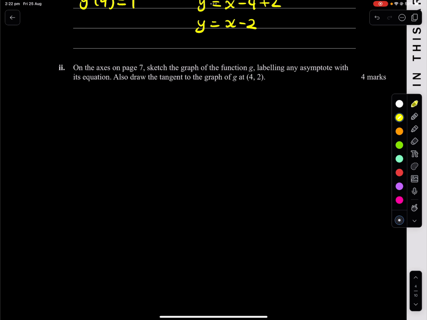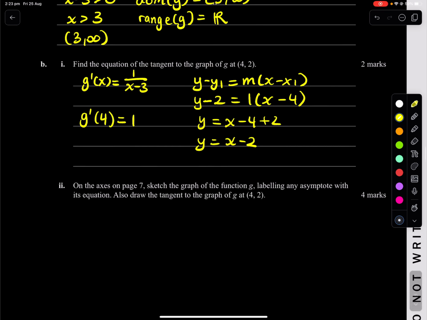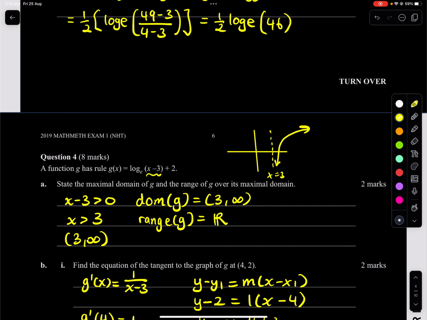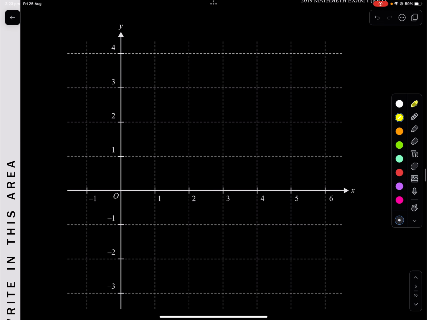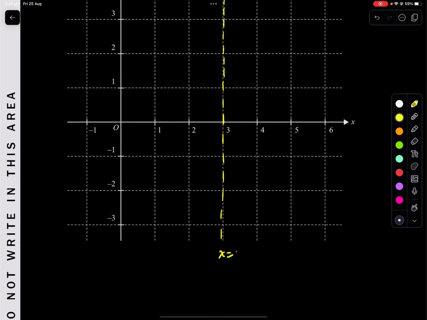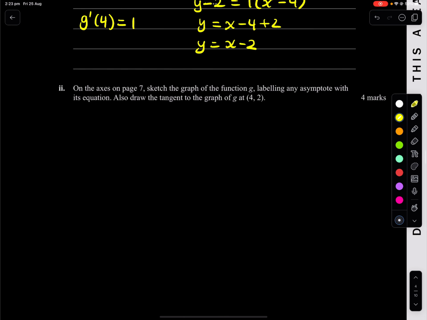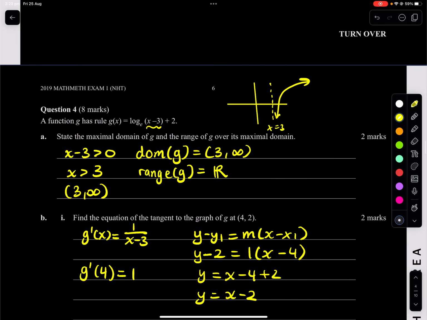On the axis on page 7, sketch a graph of the function g, labeling any asymptotes with their equation. Also draw the tangent to the graph at 4, 2. Okay, so let's draw g. We know it has an asymptote at x equals 3, so we'll draw a nice asymptote, x equals 3.